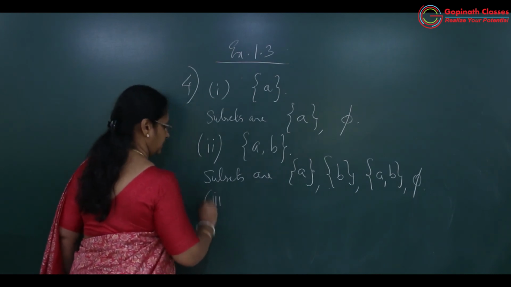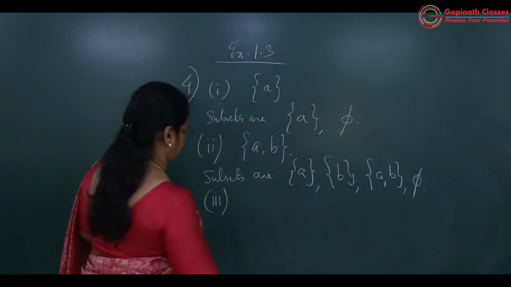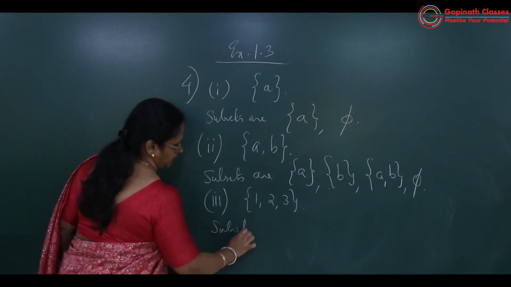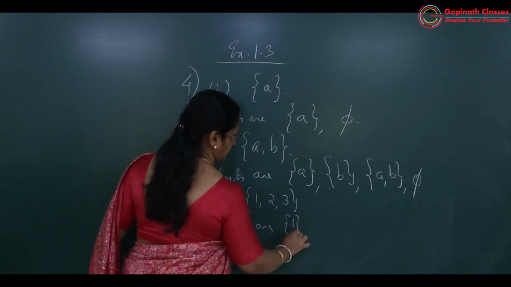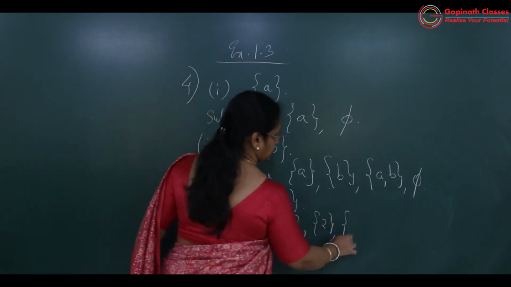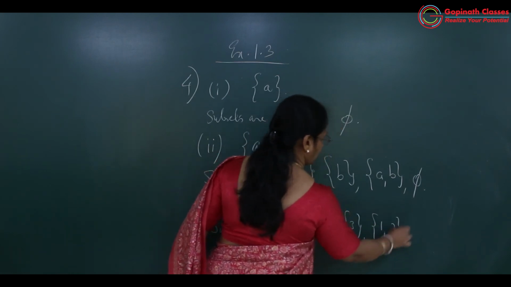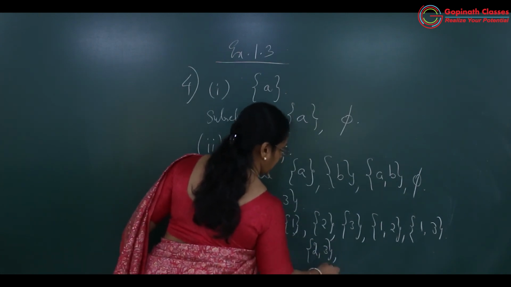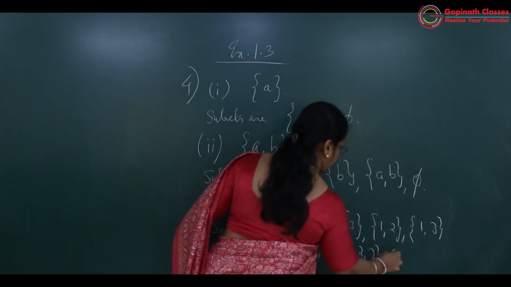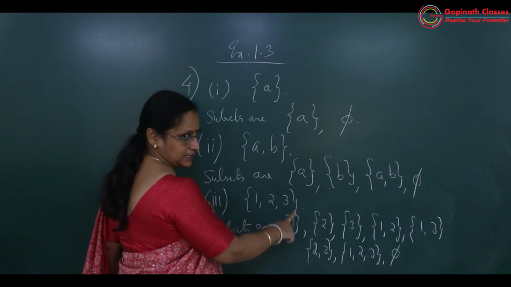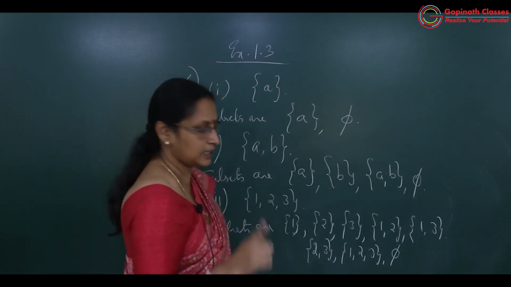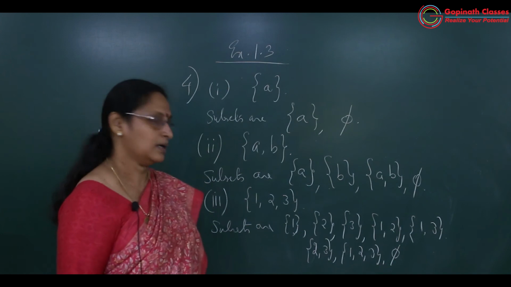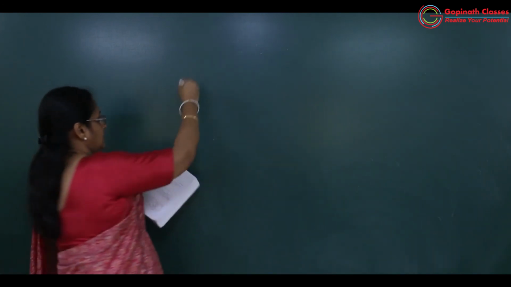Third one is set 1, 2, 3. As I explained in the example, the subsets are set 1, set 2, set 3, set 1, 2, set 1, 3, set 2, 3, set 1, 2, 3 and null set. There will be 8 subsets because 3 elements are there. 3 elements hoga, so 2 raised to 3. That is 1, 2, 3, 4, 5, 6, 7, 8. 8 subsets are there.